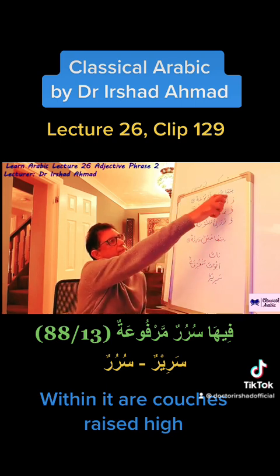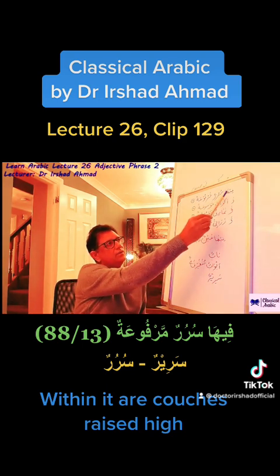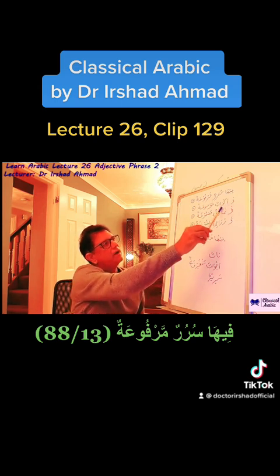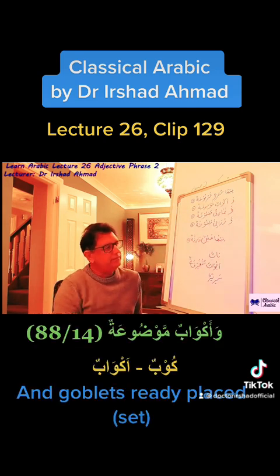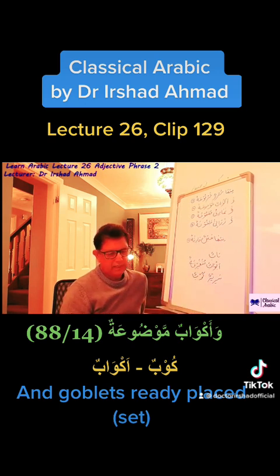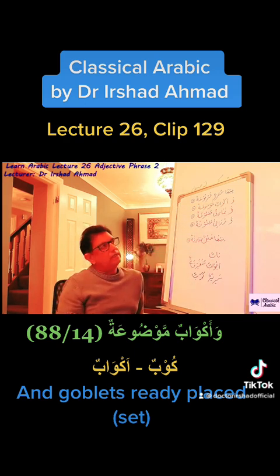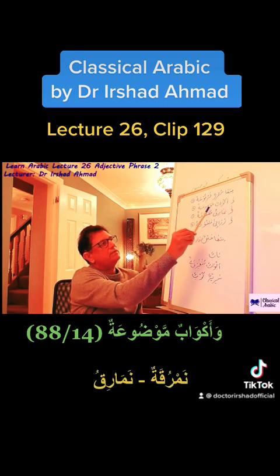Fiha, in Jannah. Because Jannatun is feminine, the pronoun here is ha rather than hu. So fi hu would be wrong to write or say. So fi ha sururum marfu'atun. Then we have wa akwabum mawdu'atun. This is again jama mukassar of kubun, goblet, kuban, and goblets placed ready, placed before them. So akwabum mawdu'atun, again plural jama mukassar, and then sifa is wahid muannas.